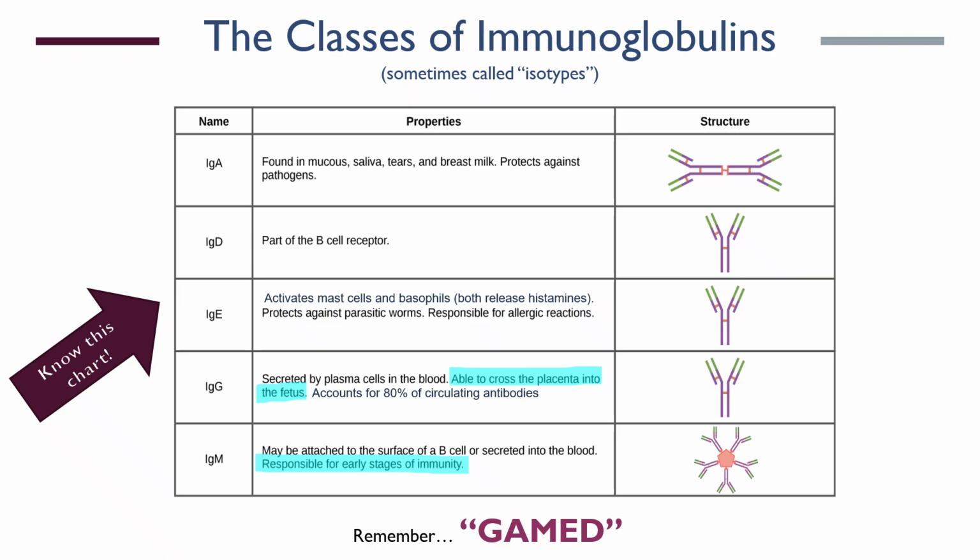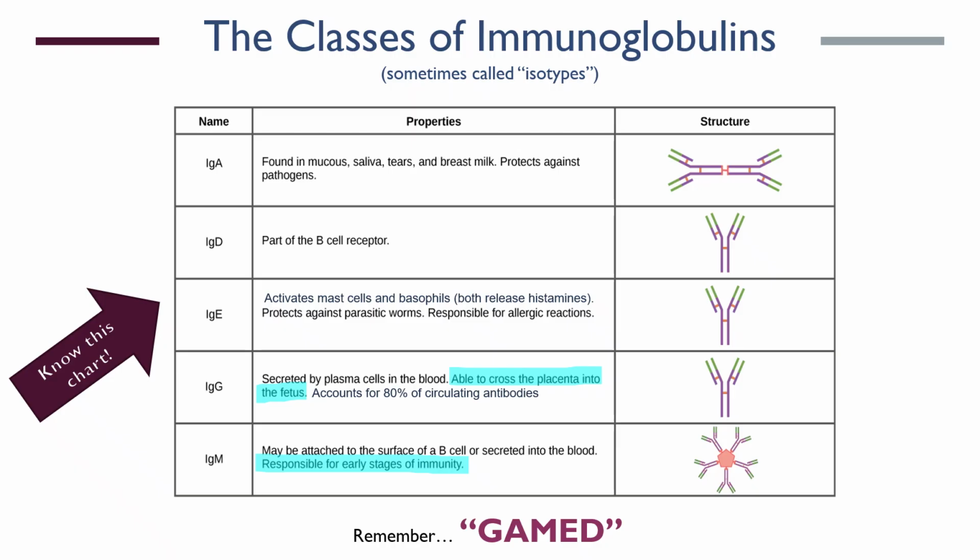IgG is secreted by plasma cells in the blood. This is the one antibody that is able to cross the placenta to the fetus. So mom can pass this over. So you might have heard that mom gives her immune system to the baby. This is what they're talking about. So IgG is the immunoglobulin or antibody that can pass over. It accounts for 80% of the circulating antibodies.